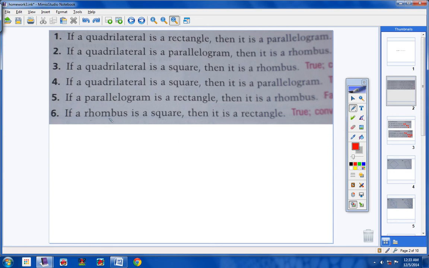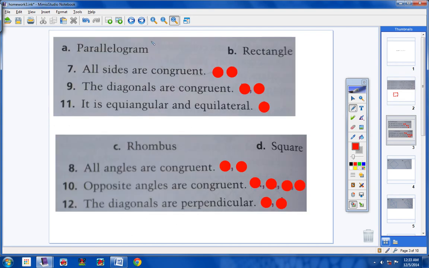That's a square. Now, if they want you to write it like this, if I have a rhombus that's a rectangle, then it's a square. Now that's true, because here's your rhombus. All 4 sides are congruent. That is also a rectangle, because I have 4 right angles. Then it's also a square. That would be true. So I'm not going to really worry about this one. It all depends on how you write your converse, okay? Alright, moving on to number 7.